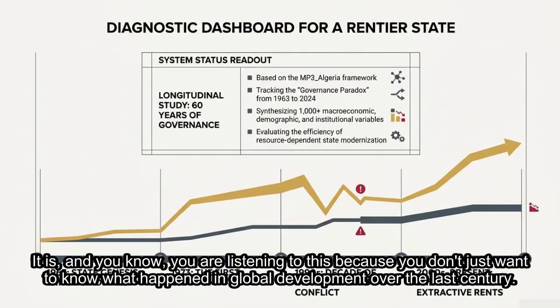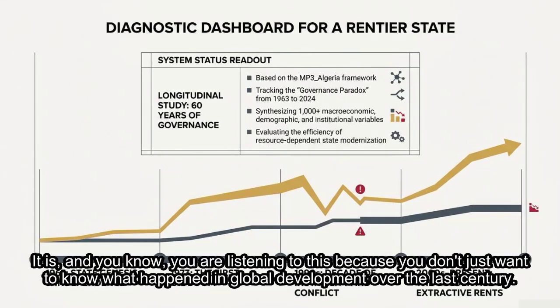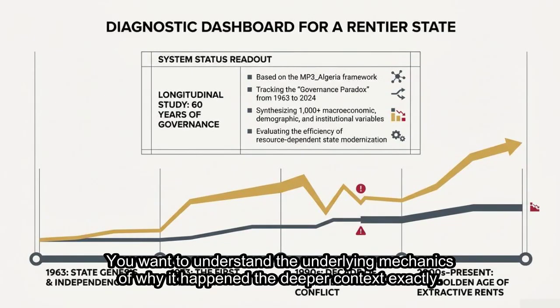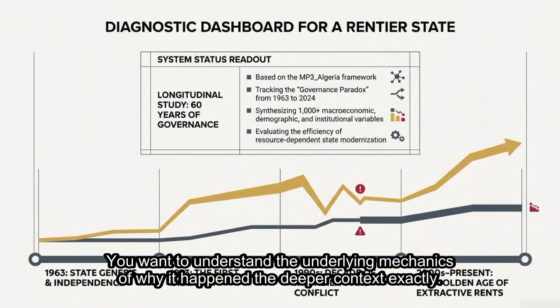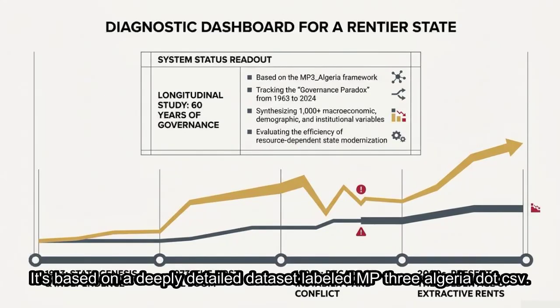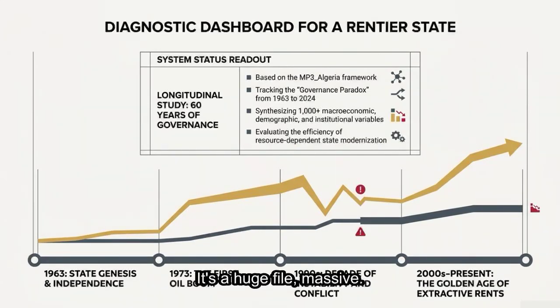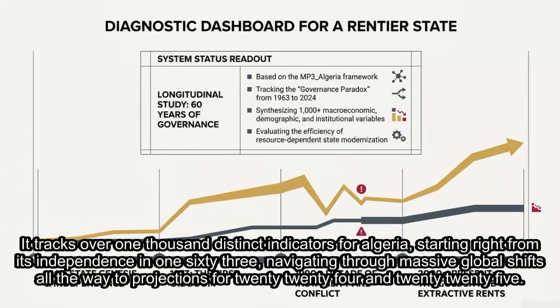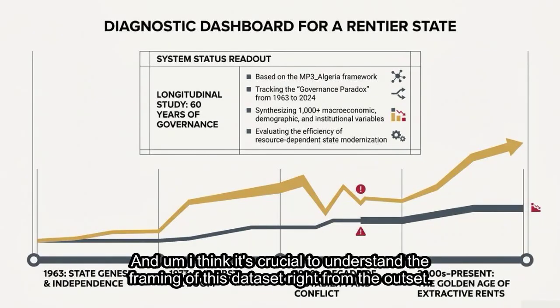And you are listening to this because you don't just want to know what happened in global development over the last century. You want to understand the underlying mechanics of why it happened. The deeper context. Exactly. So we were looking at an absolutely massive 60-year longitudinal academic report. It's based on a deeply detailed data set labeled mp3algeria.csv. It's a huge file. Massive. It tracks over 1,000 distinct indicators for Algeria, starting right from its independence in 1963, navigating through massive global shifts all the way to projections for 2024 and 2025.